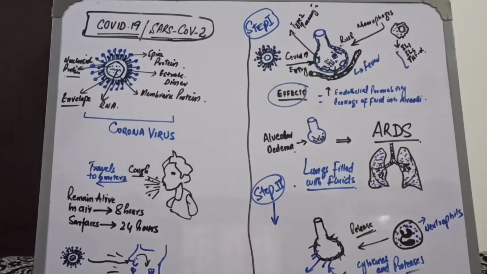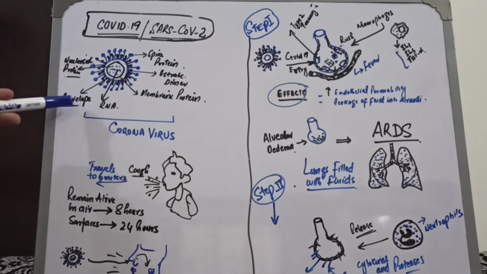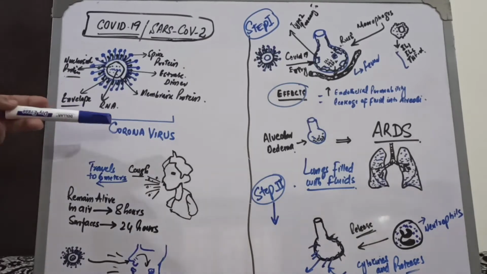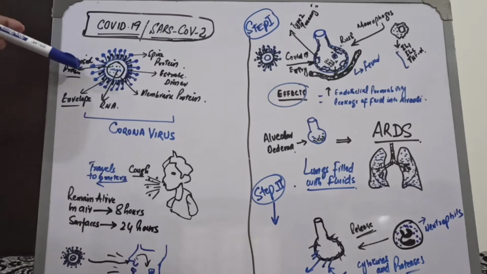So we are discussing COVID-19 pathophysiology. The COVID-19 name comes from coronavirus disease 2019, and SARS-CoV-2 stands for severe acute respiratory syndrome coronavirus type 2. Obviously, this virus is called coronavirus because of its crown-like spikes. The word corona comes from Latin, which means crown. So it has a crown shape. The spikes in the membranes make it look like a crown.